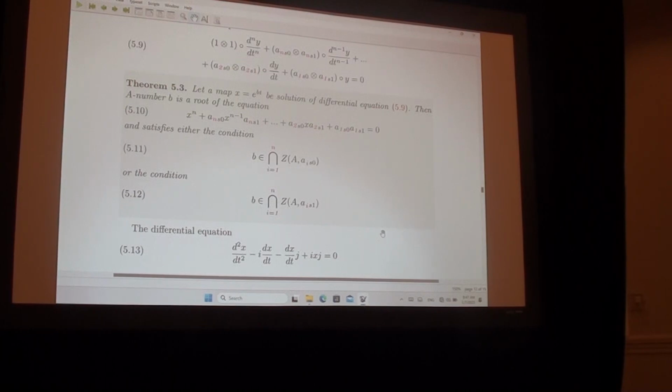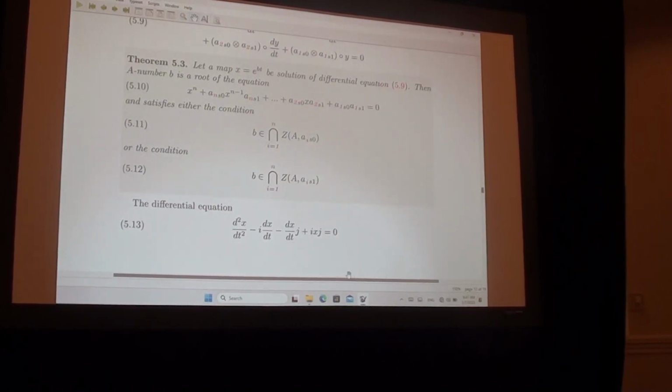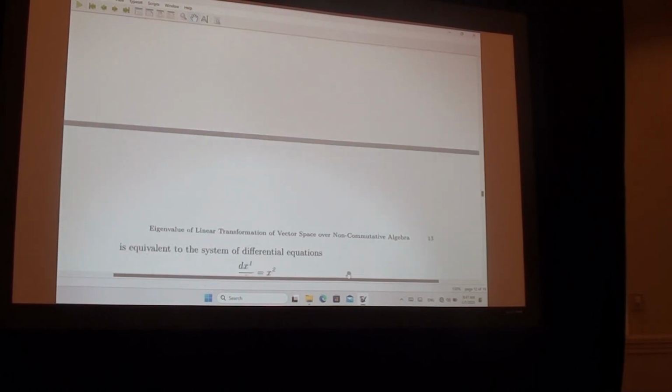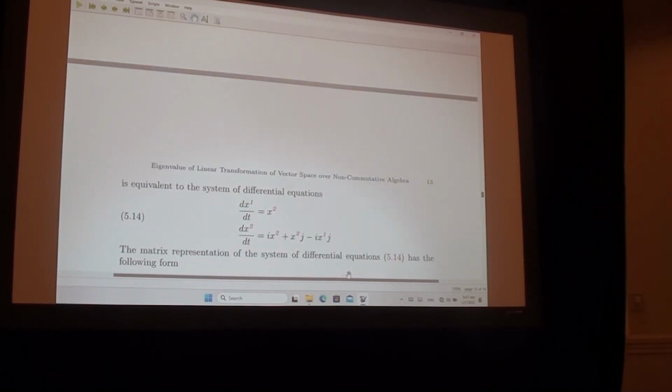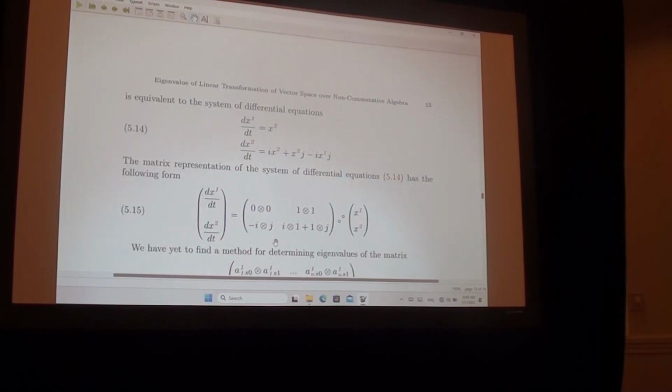Now we consider an example of how to solve this differential equation. The differential equation 5.10 is equivalent to the system of differential equations 5.14. The matrix representation of the system of differential equations 5.14 has the form 5.15.